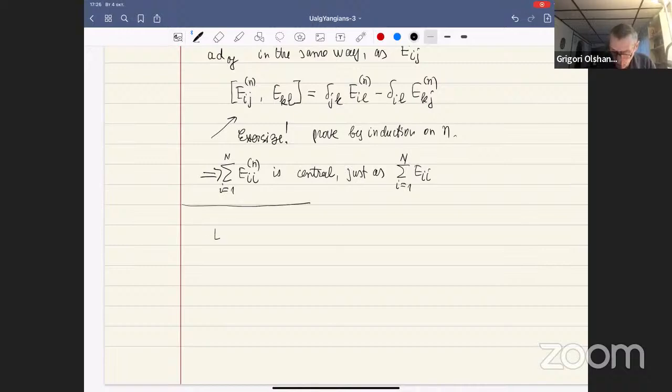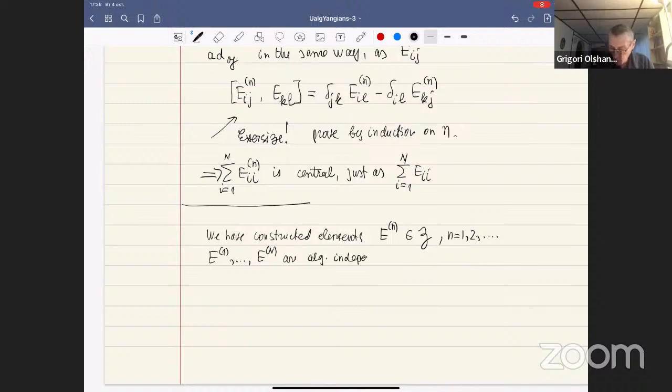Note that we have constructed explicitly elements in the center. And we know that the first capital N are algebraically independent generators of Z. Why is it interesting?